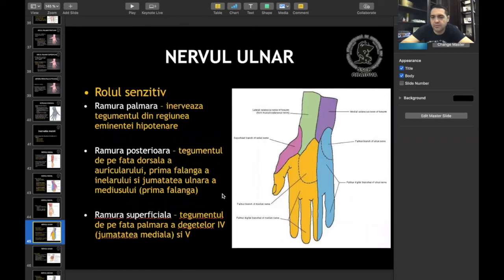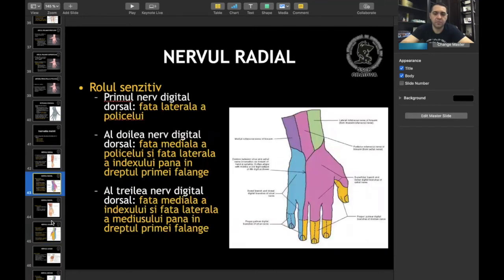And at the level of the palm, we can see the sensitive part is mainly covered by the median nerve, and then we have the ulnar nerve, the blue part, the medial half of the fourth digit and the entire fifth digit. And here we have, of course, the radial. Here we go again, the posterior aspect.